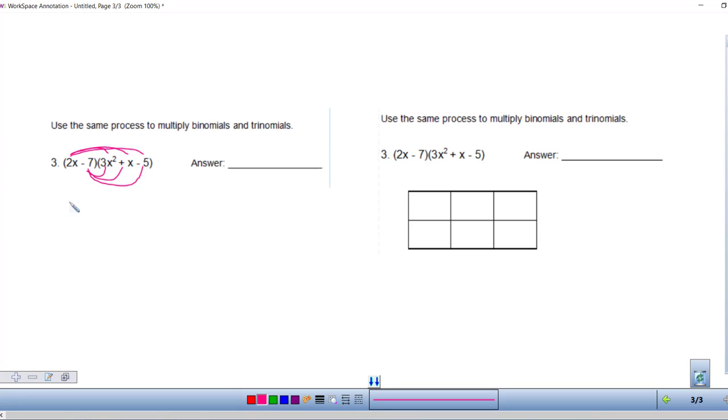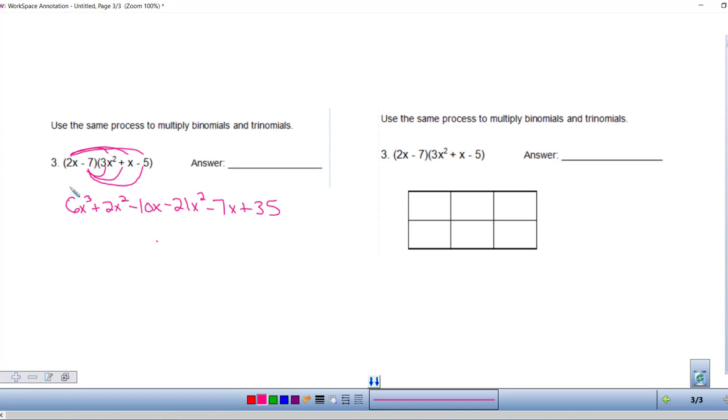So 2x times 3x squared is 6x to the third. Remember, you add those exponents. 2x times x would be 2x squared. 2x times negative 5 is negative 10x. That's the distributing, just the beginning part. Then we have to distribute negative 7. So I have negative 21x squared, negative 7x, and plus 35.